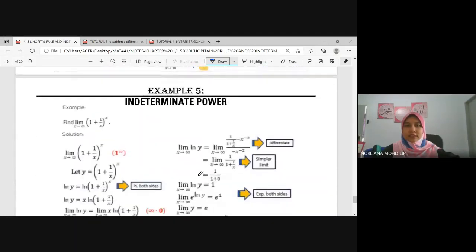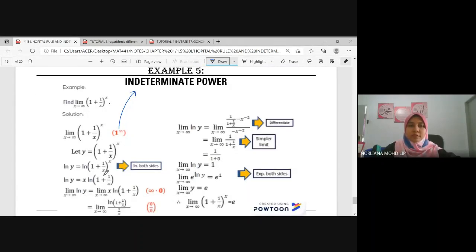Okay, the last example, indeterminate form. Okay, we substitute x equal to infinity into this function. We get 1 plus 0, so 1 to the power of infinity. We get this answer: 1 to the power of infinity is an indeterminate power. Then we have to apply the ln. Take ln for both sides.